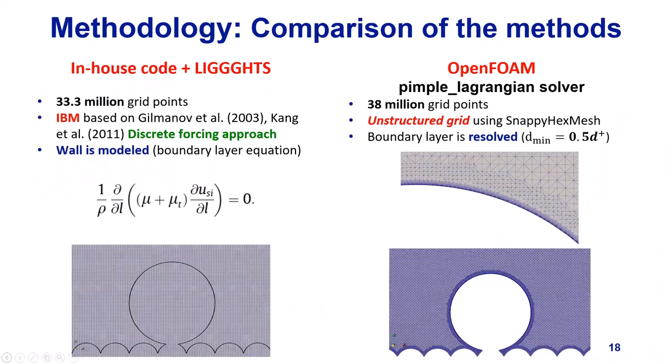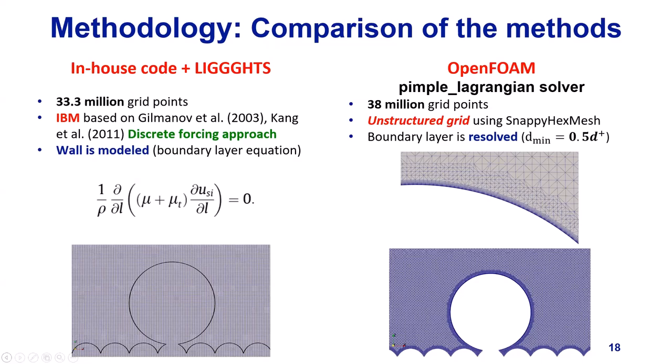So basically, I am using very different methods for both codes. In the in-house code, I implemented an immersed boundary method, which is based on a discrete forcing approach, so imposing the boundary condition directly on those nodes. And I am also not resolving the boundary layer because, due to the high Reynolds number, it was not affordable in terms of computational time. So I am solving a boundary layer equation that does not assume any velocity profile, because as you know, this flow has a high pressure gradient.